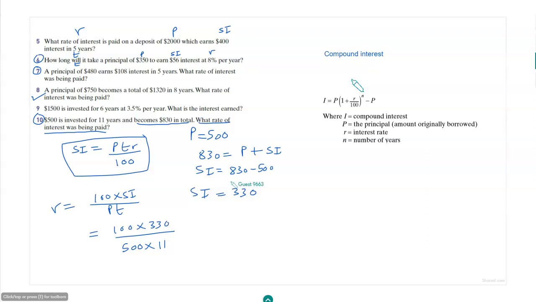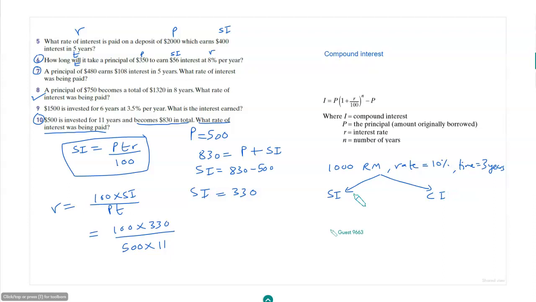In compound interest, let's consider these two scenarios. You have 1000 ringgit, and let's say you have simple interest, and the rate is 10%. In both cases the rate is 10% and the time is 3 years.